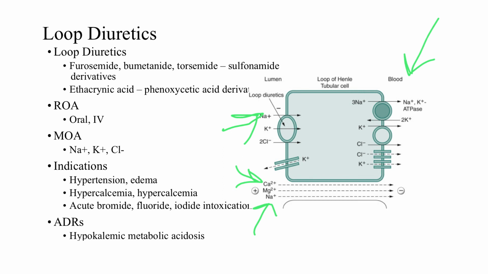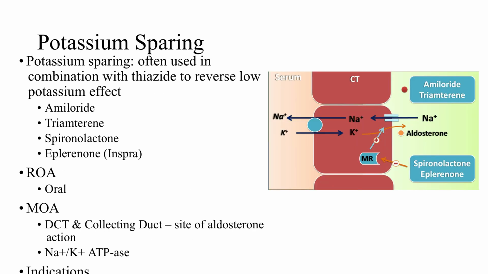So loop diuretics work in the loop of Henle. They are going to inhibit activity of this really big symporter, the sodium potassium 2-chloride symporter. So we already have tons of diuretics we can already use. Why do we need another class of diuretics, right?